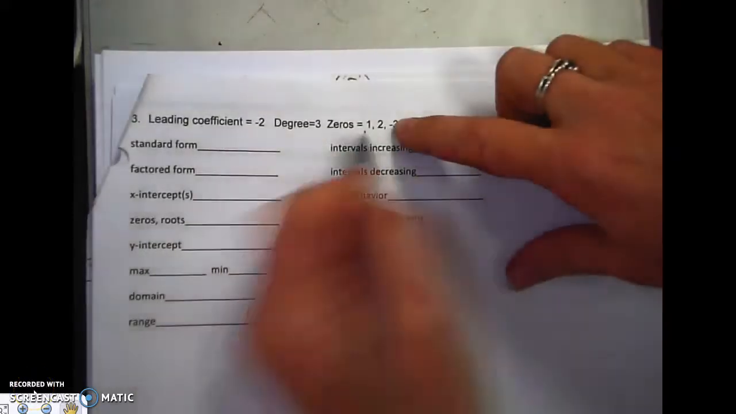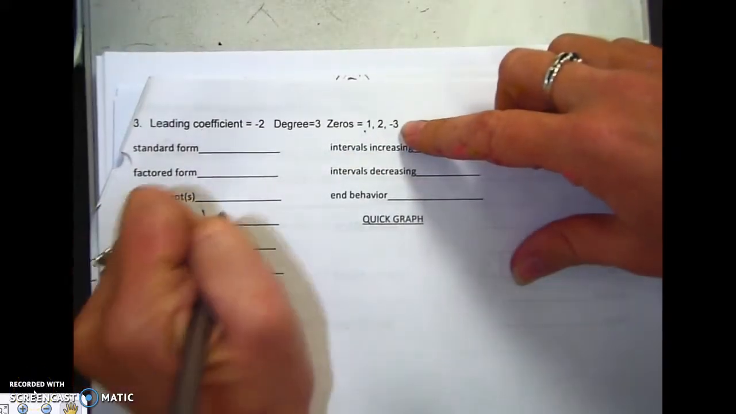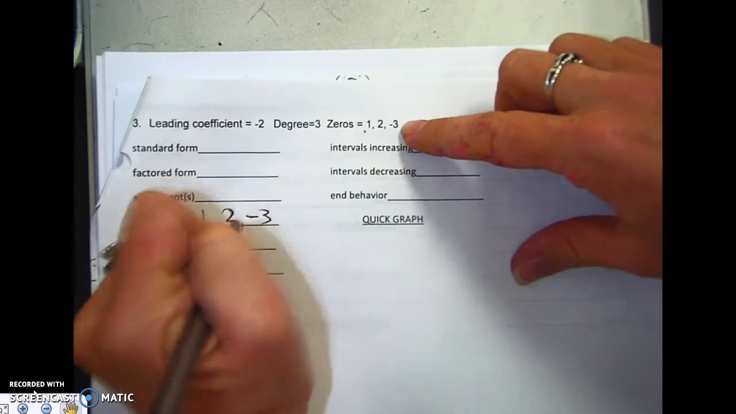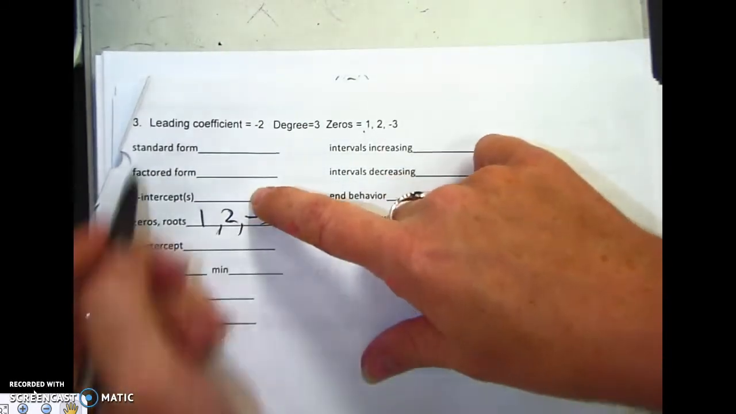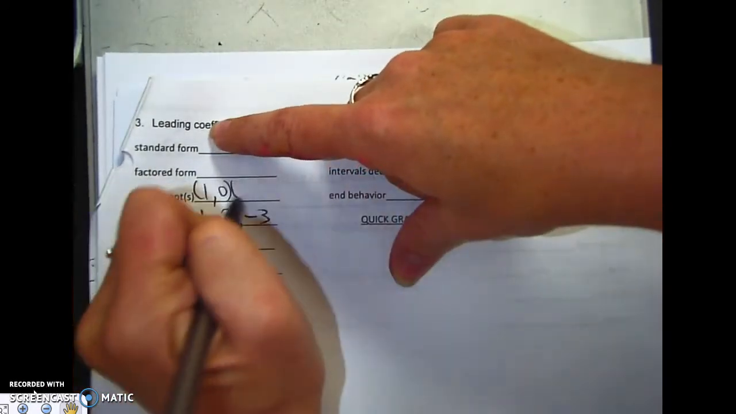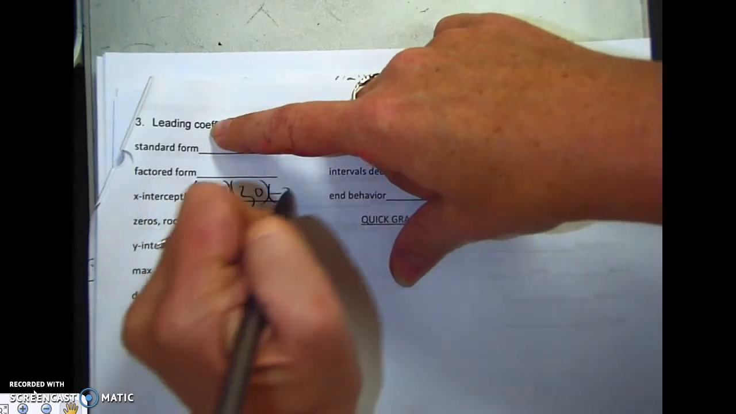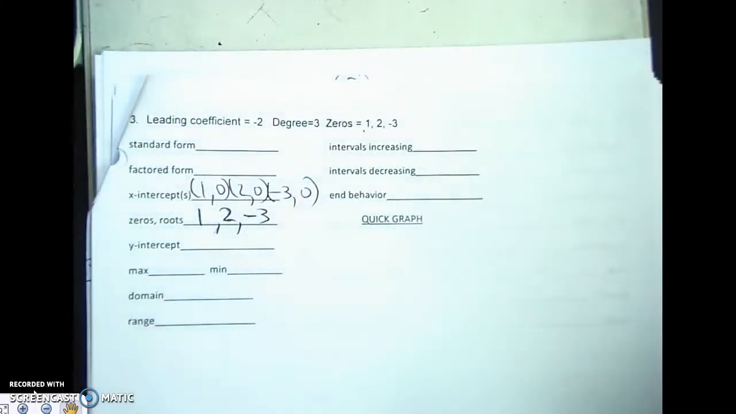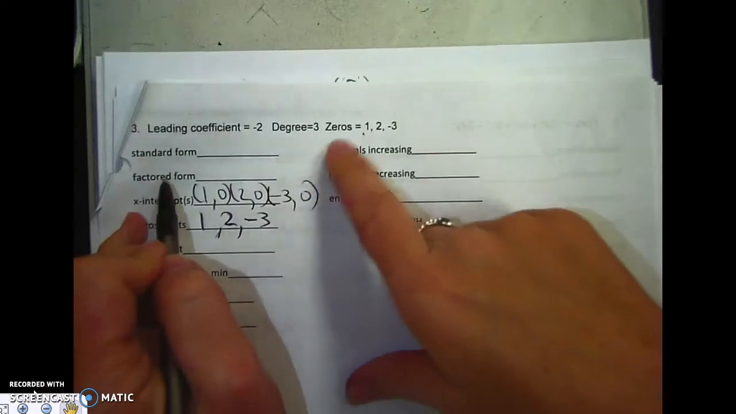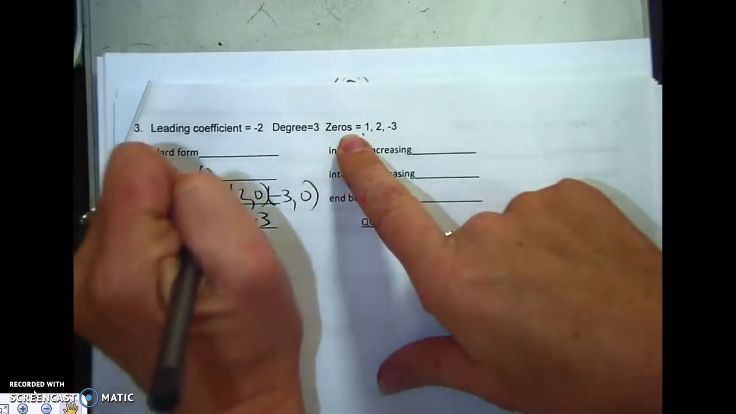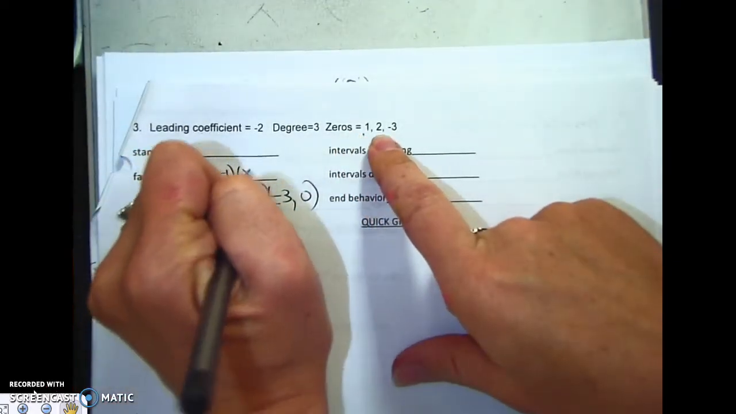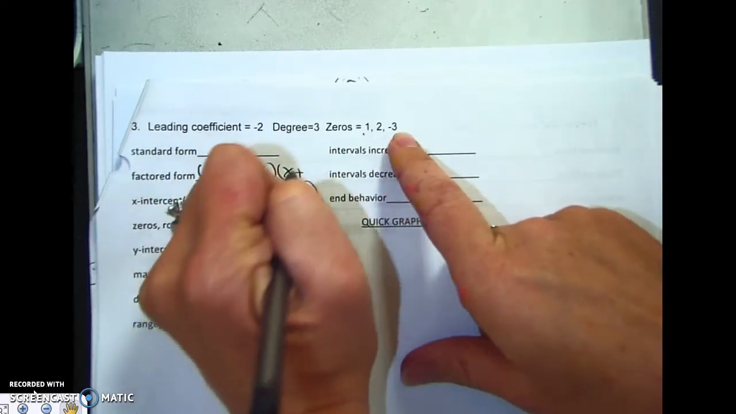So it says the zeros, so I can just copy that. And then the x-intercepts, I'll work backwards: 1, 0, 2, 0, negative 3, 0. I'm not ready for anything else, so I have to do factored form. X minus 1, x minus 2, x plus 3.